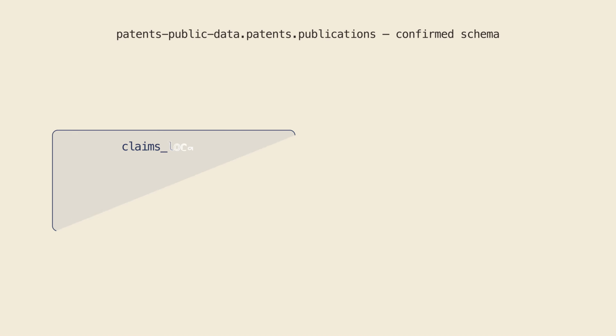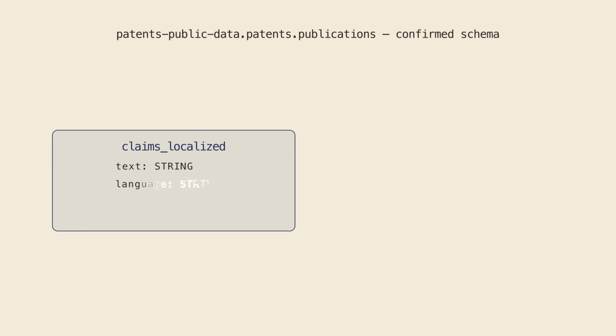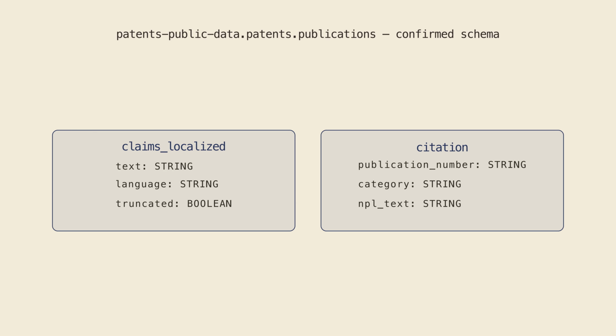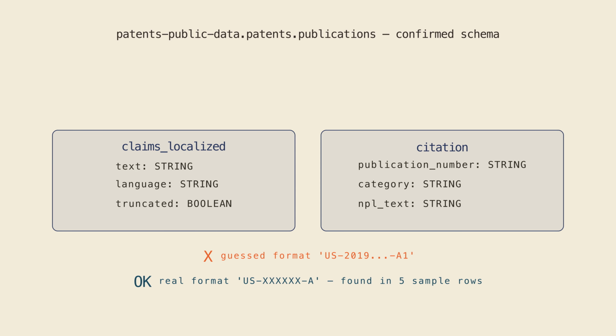The schema, verified by hand, not trusted from documentation. Claims localized with real text, language and truncated fields, and citation, with publication number and category. 1 dataset now serves both agents. Verifying it directly also caught something documentation wouldn't have shown: a publication number format mismatch between older granted patents and newer applications, found by looking at 5 real sample rows instead of guessing twice.